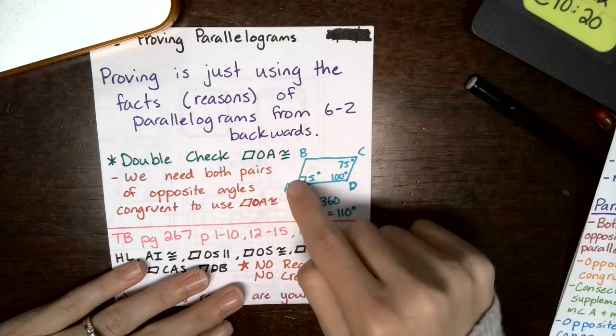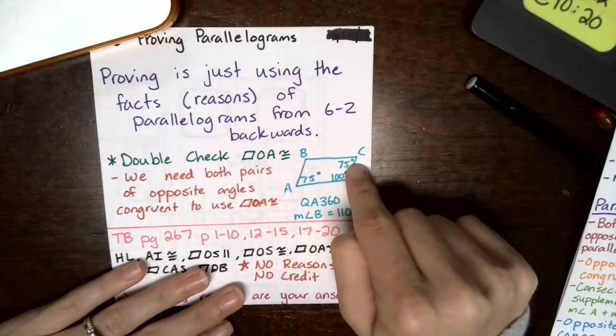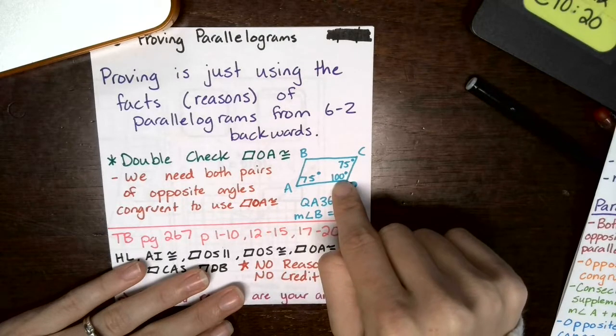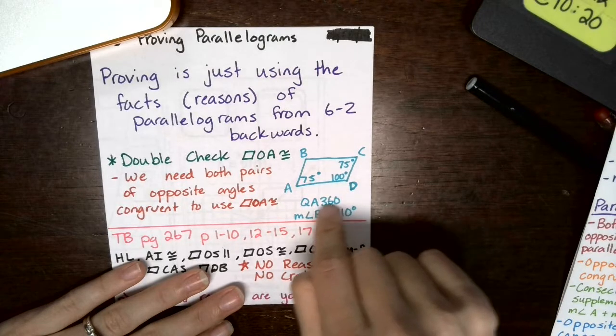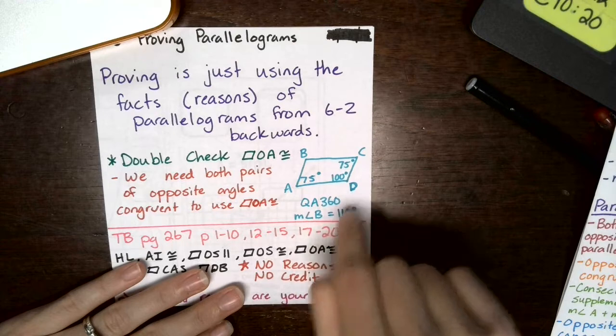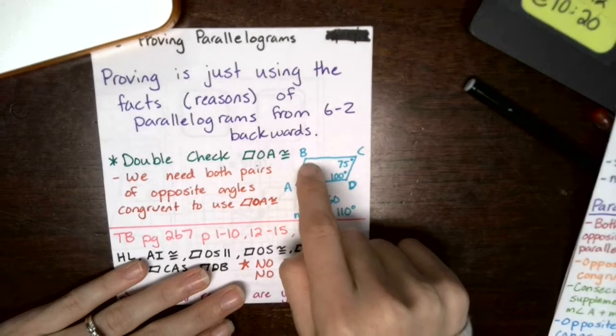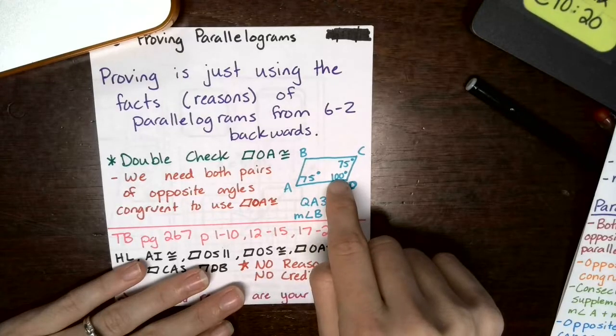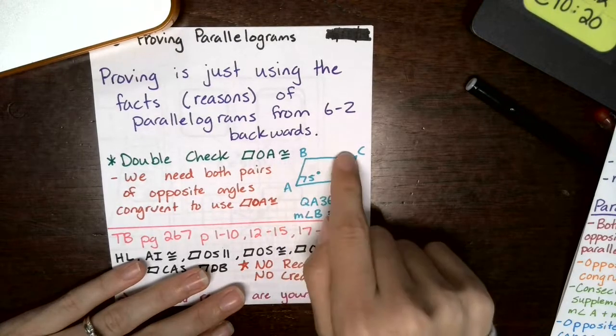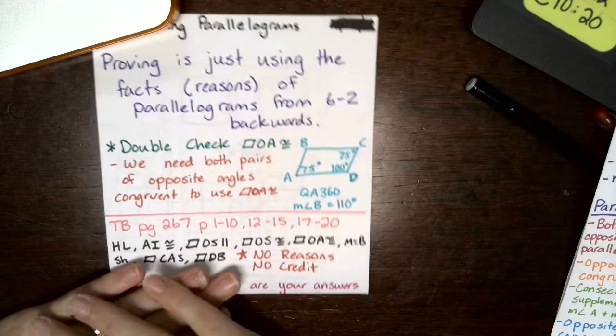If we actually did this, we could add up. 75 plus 75 is 150, plus 100 is 250. Quadrilaterals equal 360. 360 minus 250 is 110. So very clearly, this angle right here, 110, does not equal this 100 angle. So you need both pairs to say that it's a parallelogram, okay?